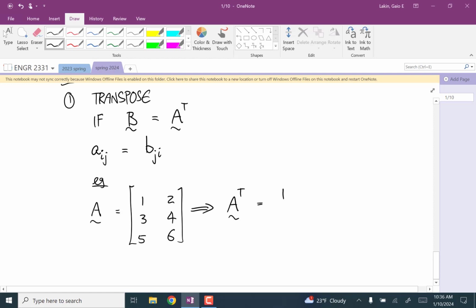But now in the matrix A, A12 is equal to 2, right? But if you switch those subscripts, now this is going to be A21 in the transpose matrix. Are you with me on that? So the 2 now would go here instead of to the right.